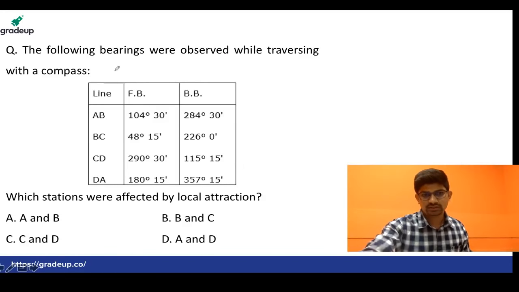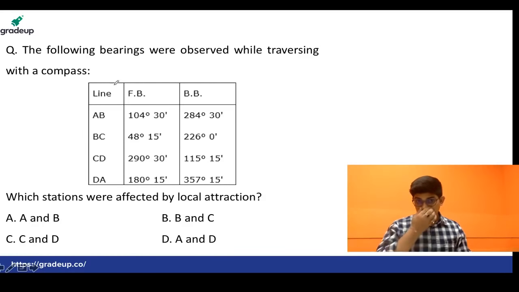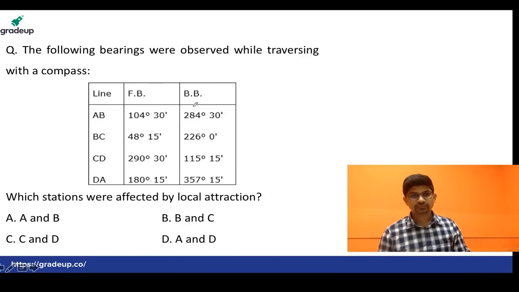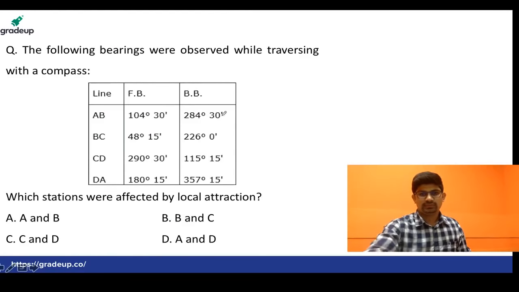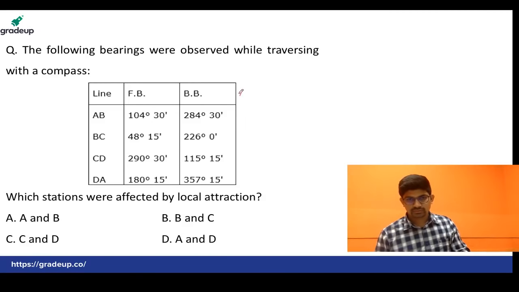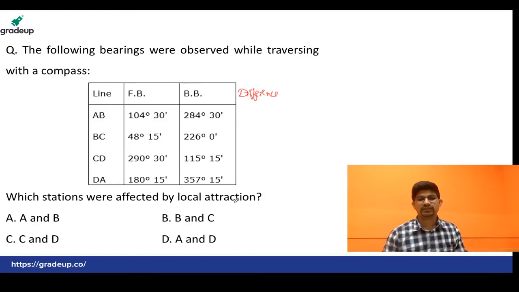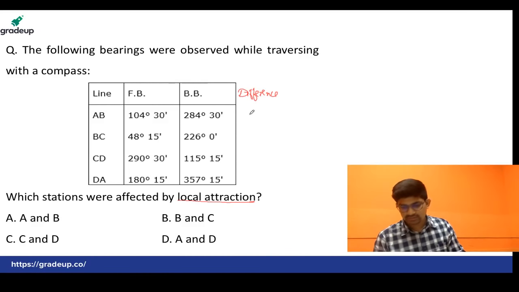Now coming to the last question of this session, as I have told, of local attraction. Here the following bearings are observed by traversing with a compass. This is a compass survey. In order to check for local attraction, you have to check which stations are affected: AB, BC, CD or DA. So you have to find the difference of fore bearing and back bearing. For line AB, it is exactly equal to 180 degree.